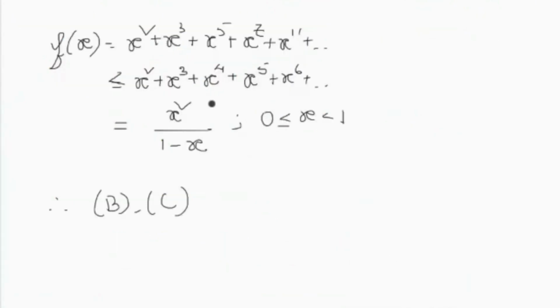So f(x) is equal to x squared plus x cubed plus so on, which is less than or equal to x squared plus x cubed plus x to the power 4 plus x to the power 5 and so on, because the series in this line has some additional positive terms from the first line. This is equal to x squared by 1 minus x by the formula of the infinite GP series, and this converges because x belongs to 0 less than or equal to x less than 1. So this is essentially the inequality in option C.